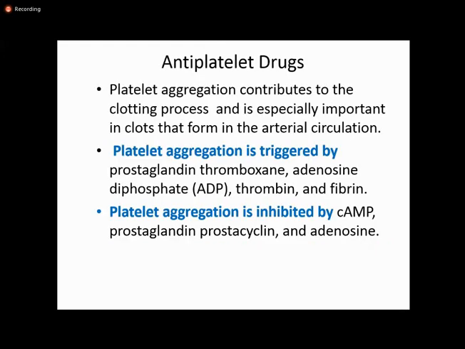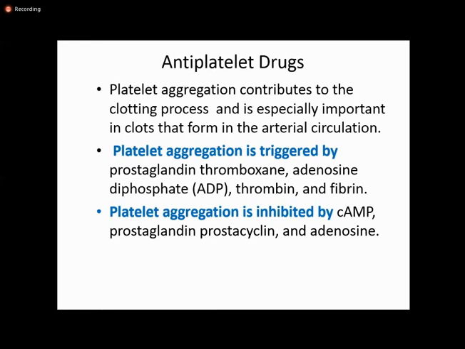Now the third group: antiplatelet drugs. Platelet aggregation, we have already discussed in the first slide. It is the initial response to vascular injury or a damaged vessel. Initially, the vessel tries to constrict, to stop bleeding. Then platelet aggregation. So we can say platelet aggregation is the first step towards the formation of a proper clot, which is ultimately formed due to fibrin, right? So platelet aggregation contributes to the clotting process and is especially important in clots that form in the arterial circulation.